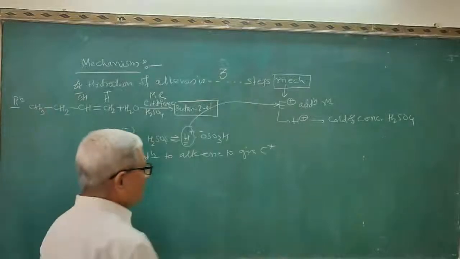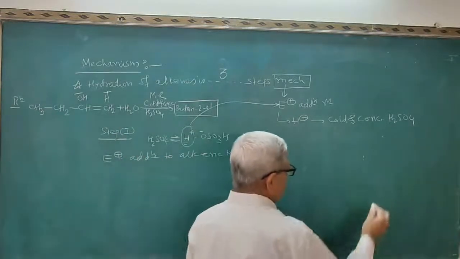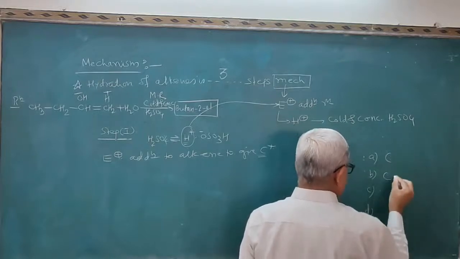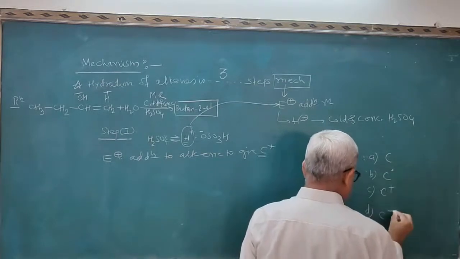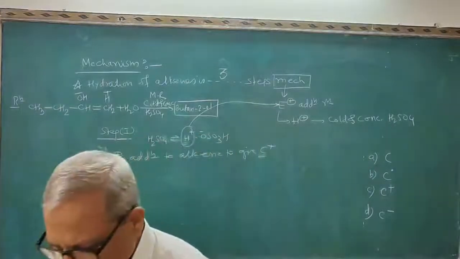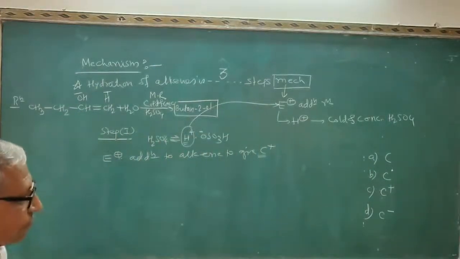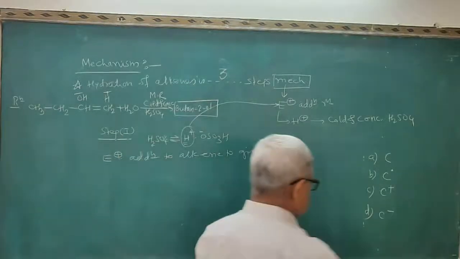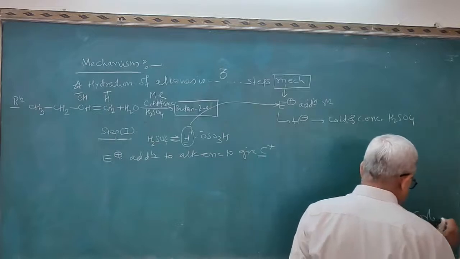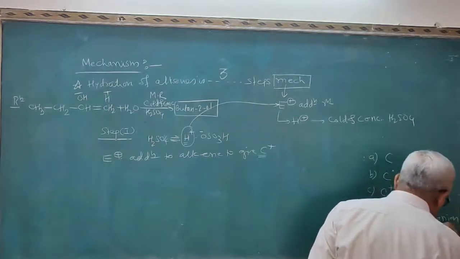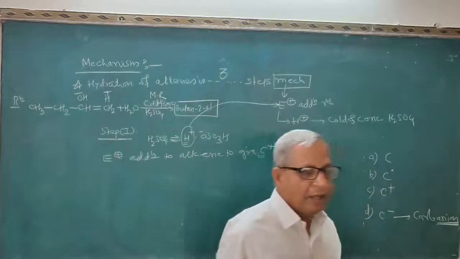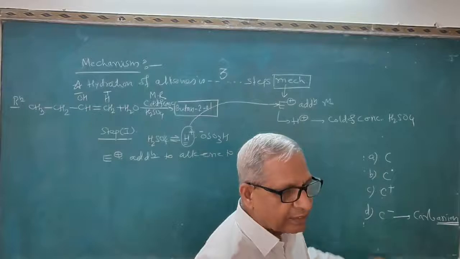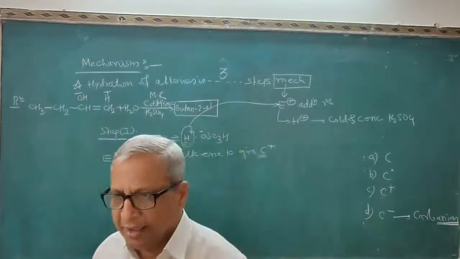Now I will ask the questions on the carbocation. See, A, B, C and D: C radical, C plus, C minus. I will set 4 questions here. Which of the following is a carbanion? Answer is D. This is a carbanion. See, here is the term anion. Anion indicates negative charge. A carbon carrying a negative charge is known as a carbanion.